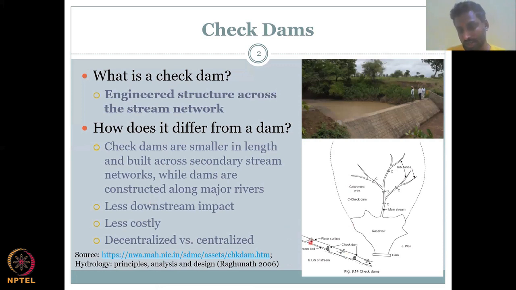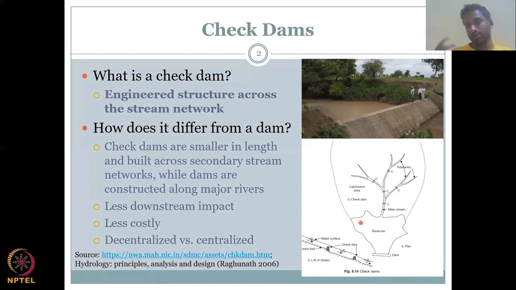So the water is coming and then there's a check dam. There's a storage and then it goes down, another storage and then goes down. So you're not actually drying down this area, whereas in a dam, this area would be totally dry. No water where this dam is being filled up.